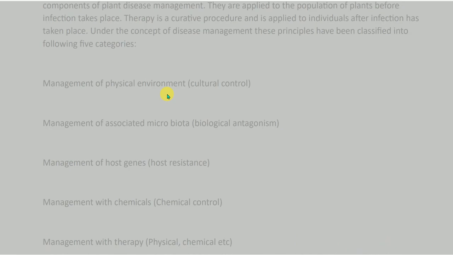The first 5 of these principles are mainly preventive, prophylactic, and constitute the major components of plant disease management. They are applied to the population of plants before infection takes place. Therapy is a curative procedure and is applied to individuals after infection has taken place. Under the concept of disease management, these principles have been classified into the following 5 categories: management of physical environment, cultural control; management of associated microbiota, biological antagonism; management of host genes, host resistance; management with chemicals, chemical control; management with therapy, physical, chemical, etc.